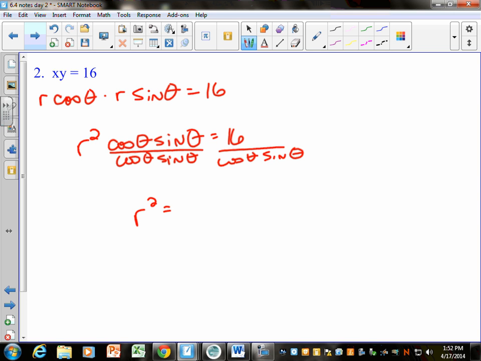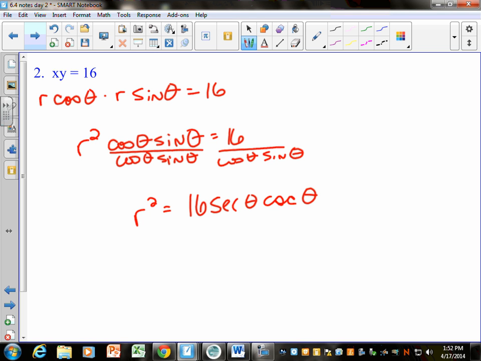And am I going to leave that as 16 over cosine theta, sine theta? Because I could pull those up and make it 16 secant theta cosecant theta. And that's a decent answer.